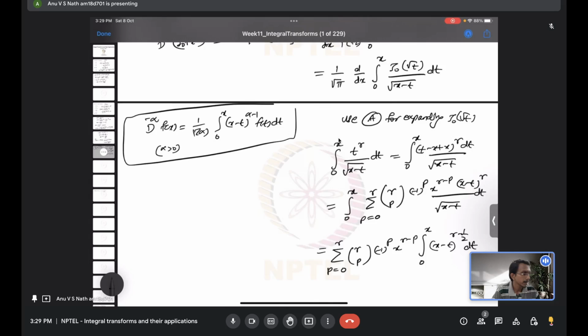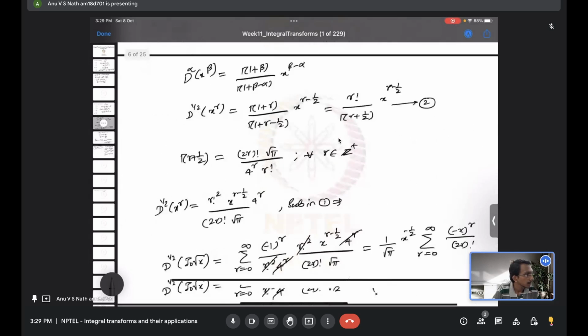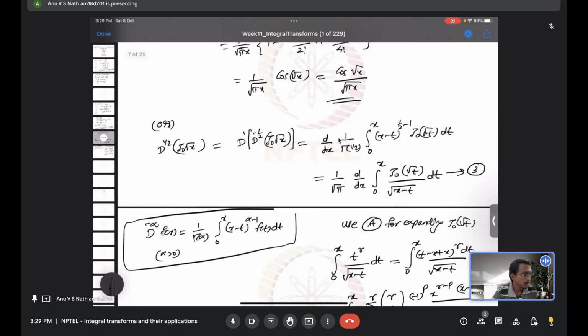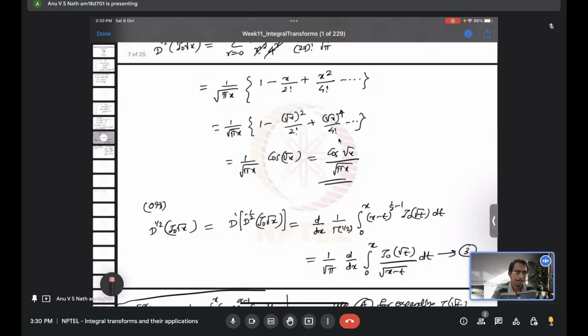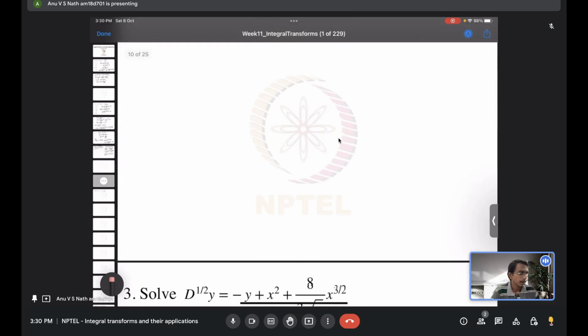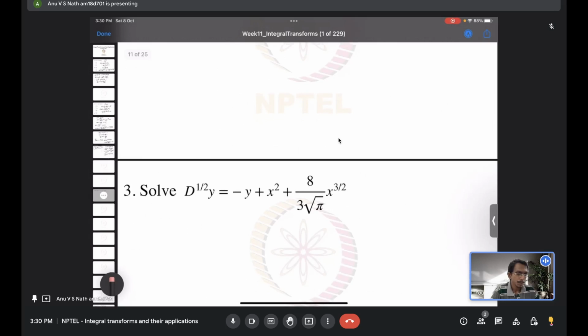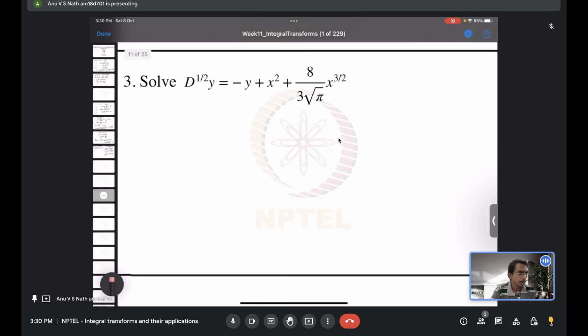Then substitute that back in the expression, what is this expression? Expression 3, right? And then finally take the outer derivative, the normal first derivative, and scale it with 1 by root pi. You will get the same solution as we have got earlier. Okay, so that you may try. So that's another way of doing it. So I hope that is clear. So we will move to the next problem.